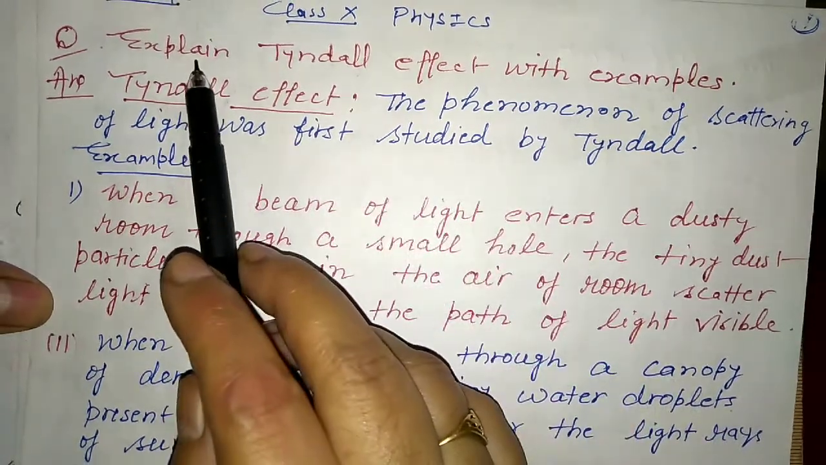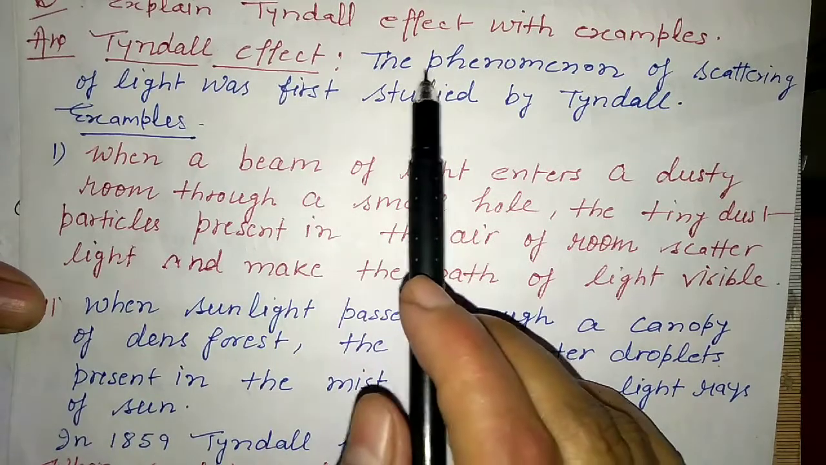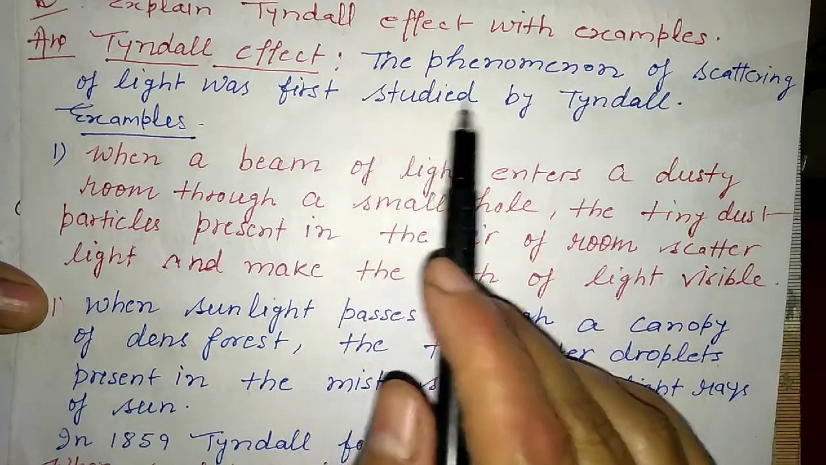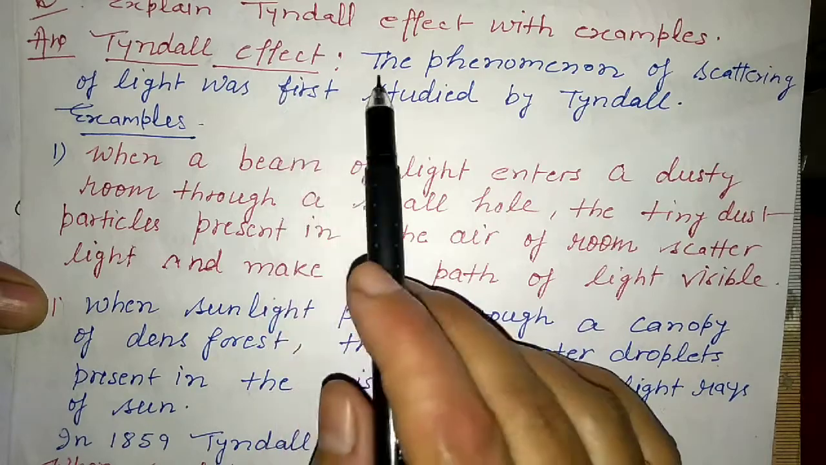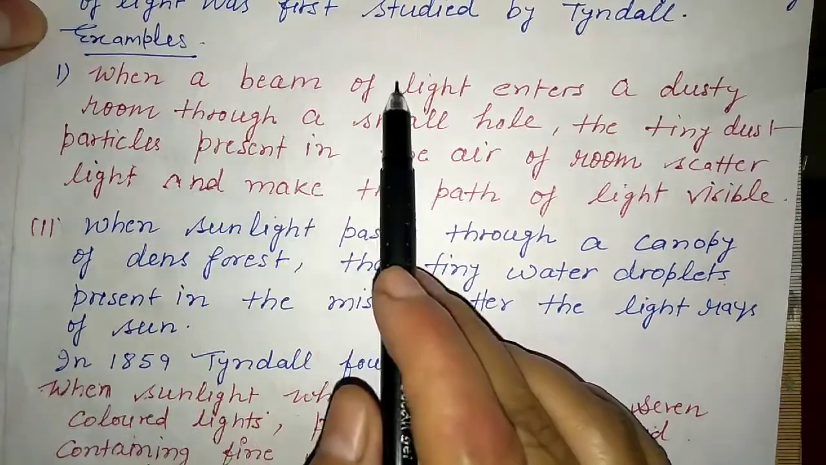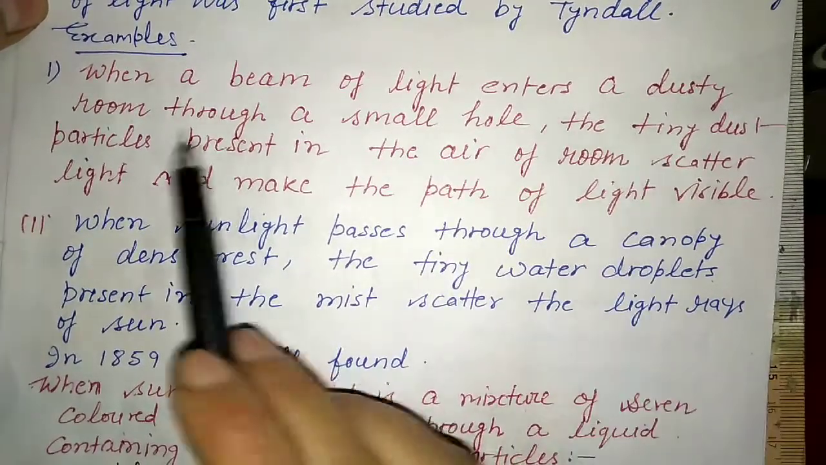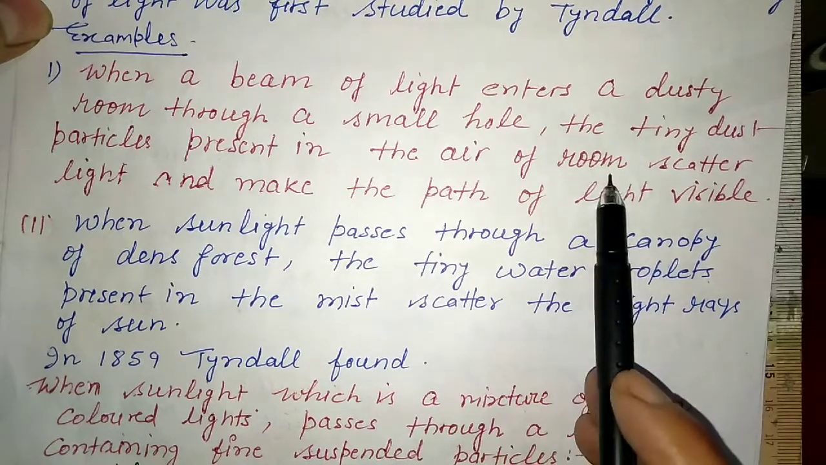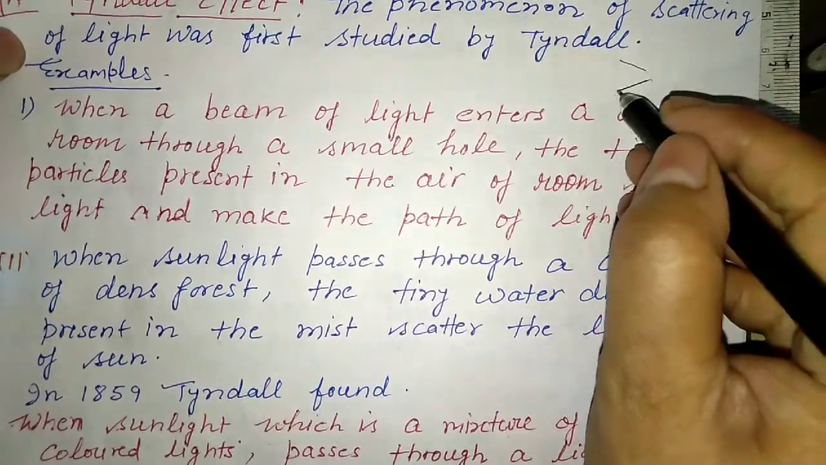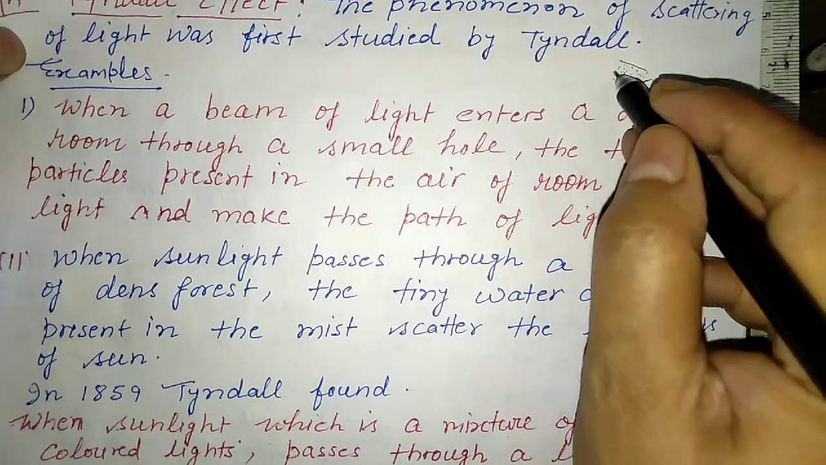First of all, explain the Tyndall effect with examples. The name comes from the scientist Tyndall. The phenomenon of scattering of light was first studied by Tyndall, so after his name this phenomenon is known as the Tyndall effect. There are many atmospheric examples. When a beam of light enters a dusty room through a small hole, the tiny dust particles present in the air of the room scatter light and make the path of light visible. You can see many particles swimming in it.